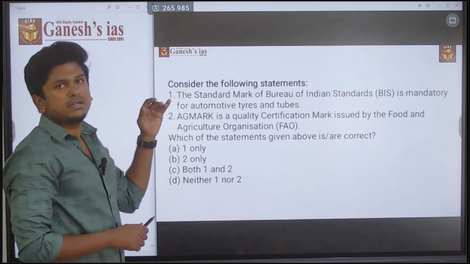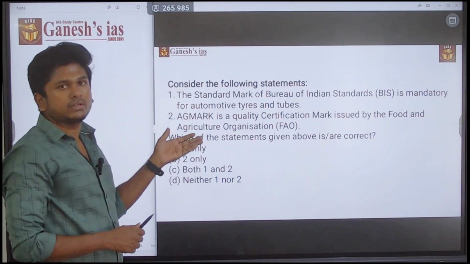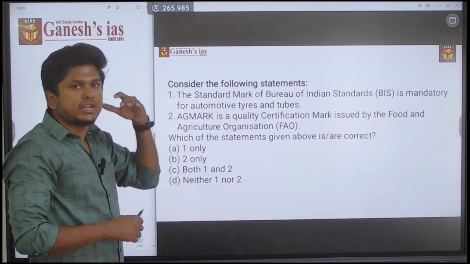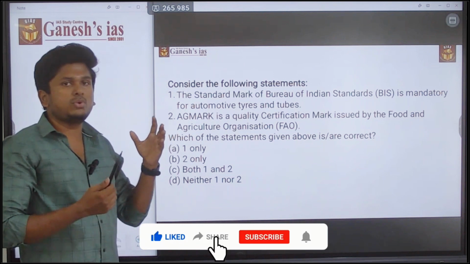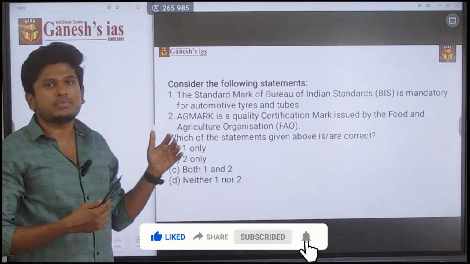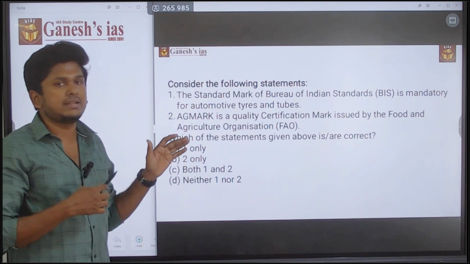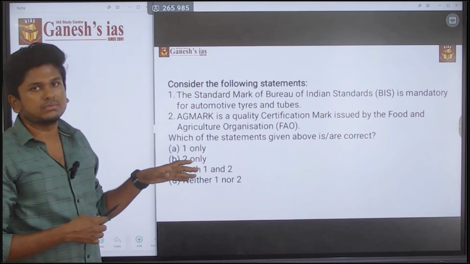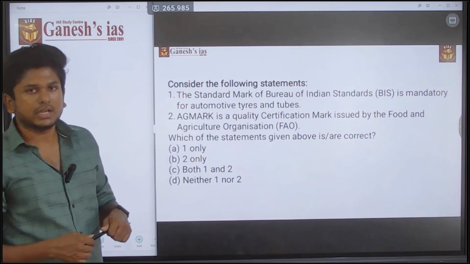FAO is an international organization. How will they give certification for an Indian product? This is the way you have to try to think. For this thinking, you don't need to know everything about the FAO, or what BIS and AGMARK are. If you have basic knowledge, you can easily address this question. This is one of the easiest questions also. So the answer is option A, 1 only.